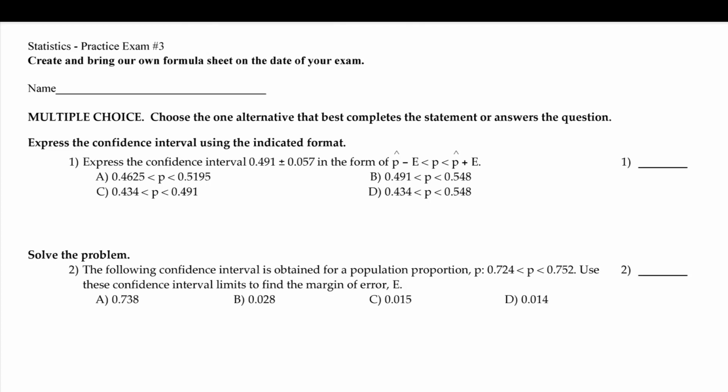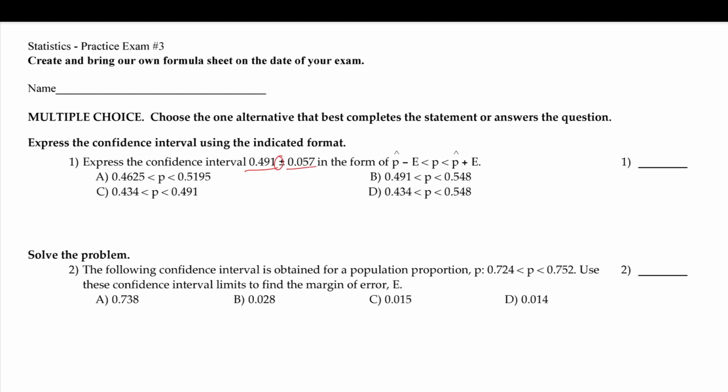This is Practice Exam 3. This is covering the chapters on confidence intervals, estimating a parameter, hypothesis testing for both one population and for two populations.